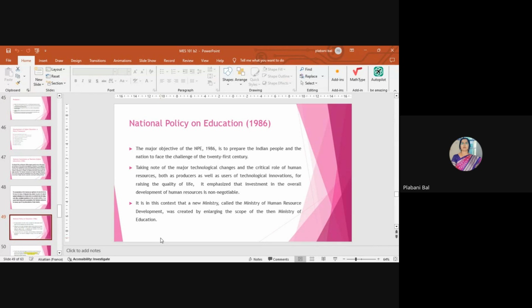Okay, then taking note of major technological changes and the critical role of human resources, both as producers as well as users of technological innovation for raising the quality of life, it emphasized that investment in the overall development of human resources is not negotiable.